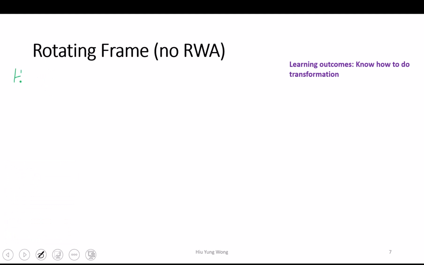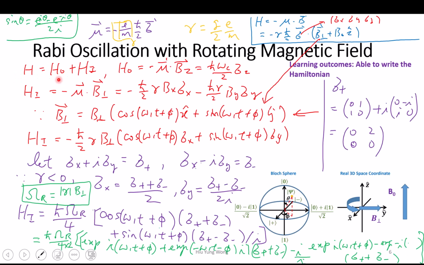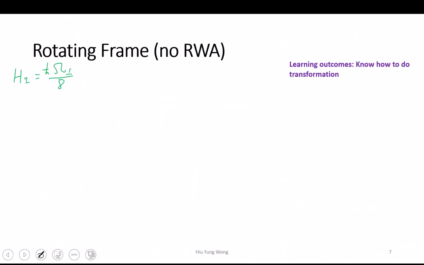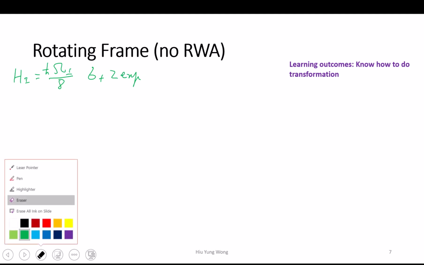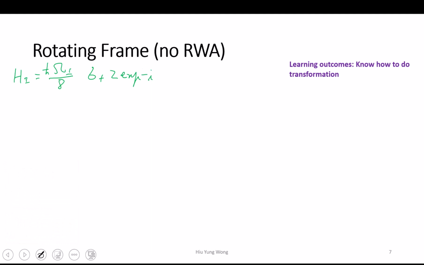Now I have H equals h bar omega perpendicular divided by 8. Right, I have this one. And then now I have two terms, right? This two term has sigma plus times this negative term. So I have sigma plus times 2 exponential negative I omega 1 t plus phi.